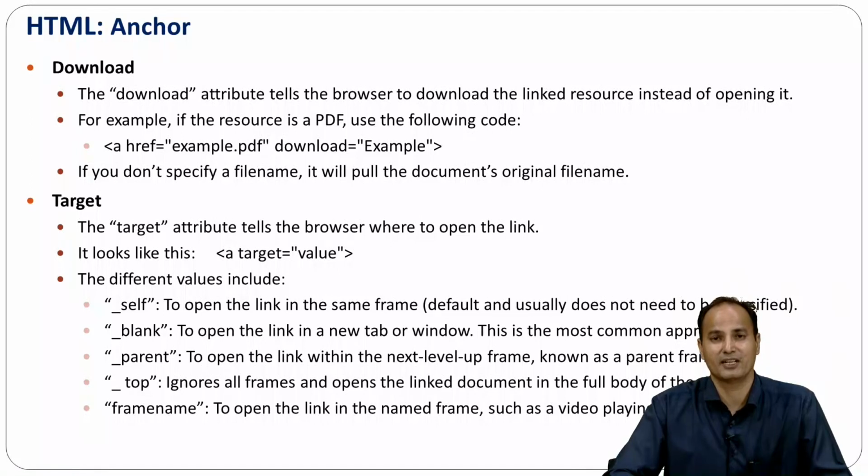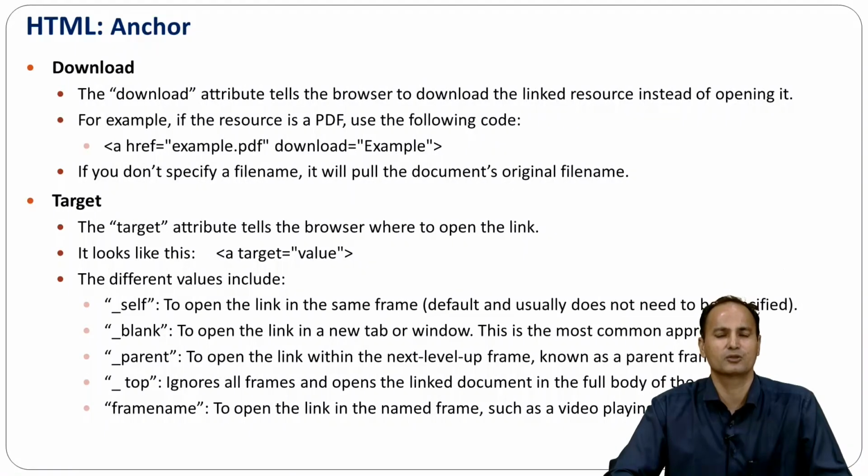The target attribute is there, a very important one. The target attribute tells the browser where to open the specified link. The target attribute may have various values. Underscore self indicates to open the link in the same frame. It is the default and usually does not need to be specified. Second is underscore blank, which allows the document to be opened in a new window. Third one is underscore parent, to open the link within the next level up frame, known as the parent frame.